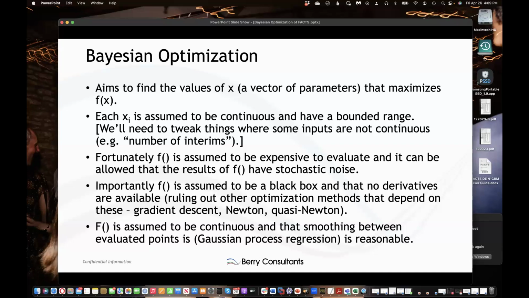It's assumed that this function is continuous and that smoothing between the evaluated points is a Gaussian process. So using a Gaussian process is a reasonable approach. And I think for everything we're looking at here, that's a reasonable assumption. So we're going to try and take advantage of the relative smoothness of this surface, that f, which is the value of f in this multidimensional space.